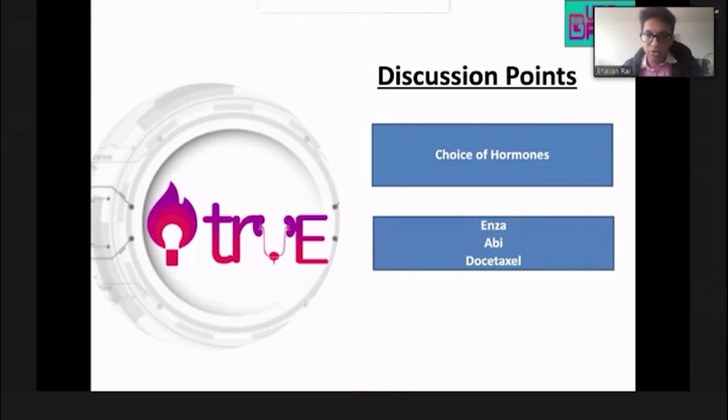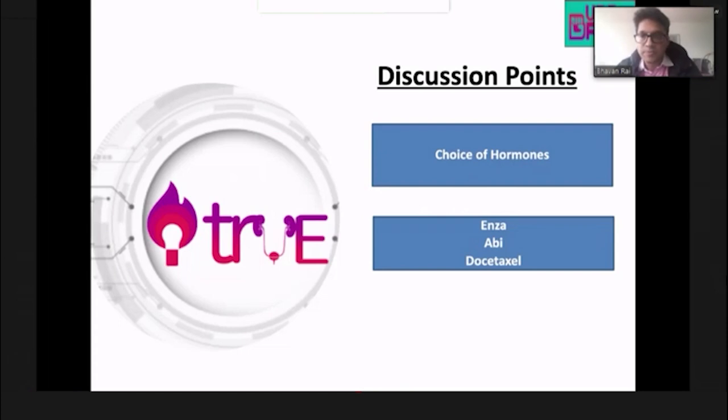Going on to the next question, we have three options in terms of upfront systemic options. There is enzalutamide, abiraterone, and docetaxel. Some of the decisions that we make are based on COVID-19. And this was another question that we had from one of our participants. How have we altered our management because of COVID-19? So if I can ask Shay and Jayashree to opine on this, please.